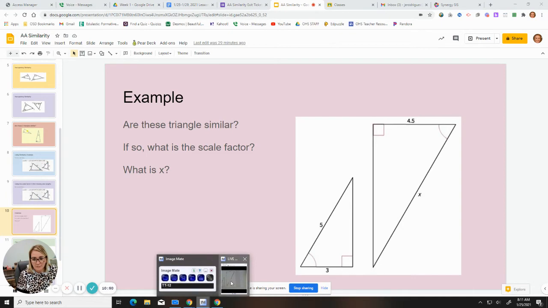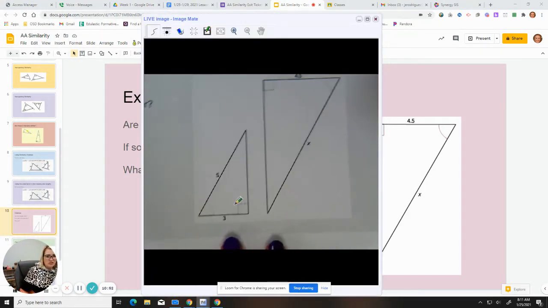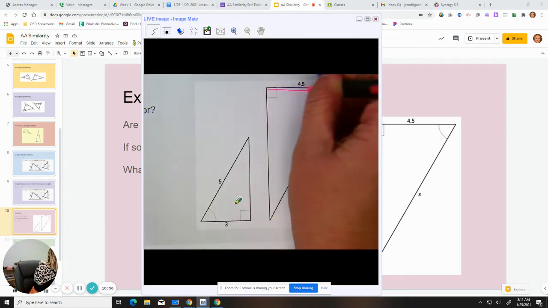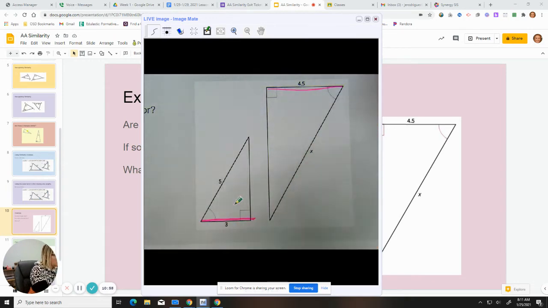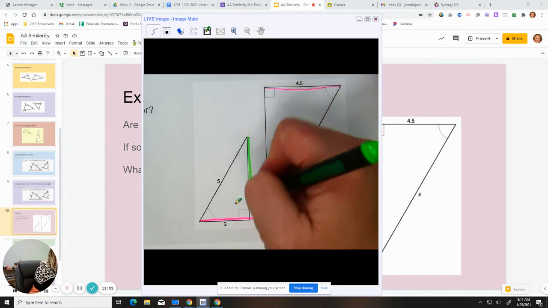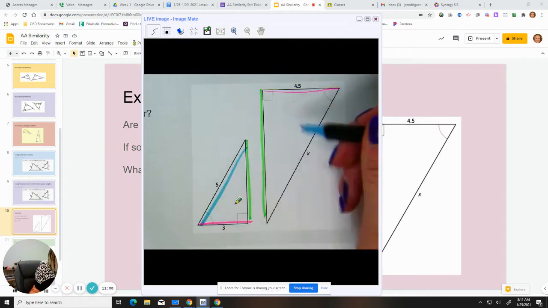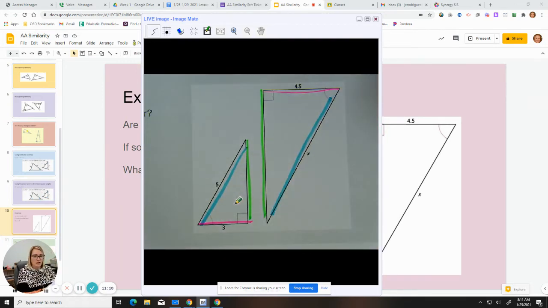Okay, so I am going to pull this up. This should be a little bit easier to find matching sides on because of the shape of the triangle, but those two match. This side and this side match. And then our hypotenuses match. Okay, so those are our matching sides.